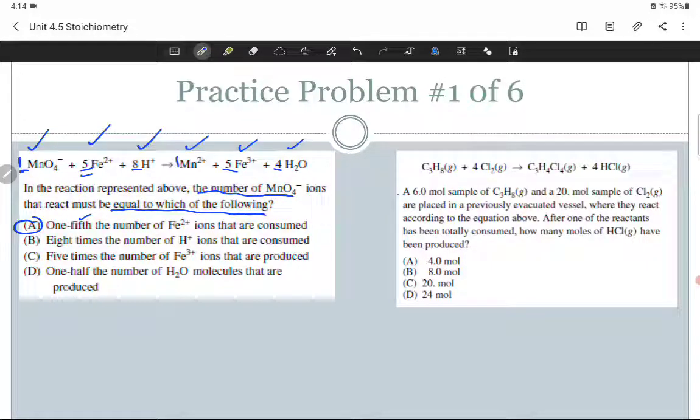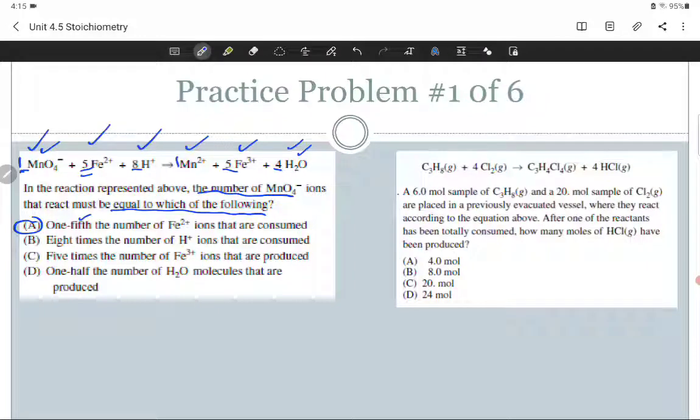Hydrogen. It's going to have to be 1/8, not 8 times, because it's a 1-to-8. It's not an 8-to-1, it's a 1-to-8. Iron plus 3. Again, it's a 1-to-5. It's not a 5-to-1. So this would have to be 1/5. And then water, 1/2. Well, I don't even know how they're coming up with anything that deals with a factor of 2. It's a 1-to-4 ratio. So we've already identified our right answer there.